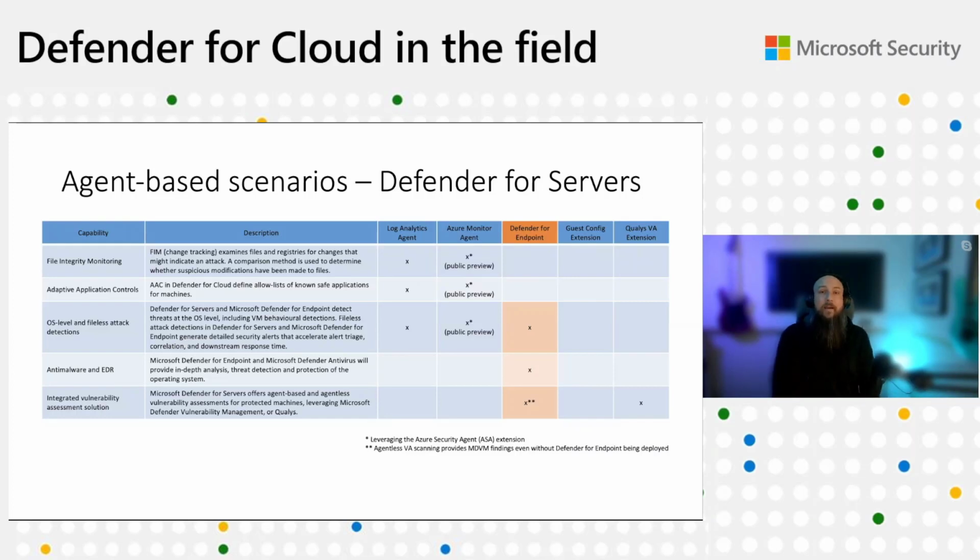That will rely on not an agent, but only on disk snapshots that we are creating. And the information that we can collect from these snapshots will then be sent to the Microsoft Defender Vulnerability Management backend to be assessed, and then the findings will be sent back to Defender for Cloud.